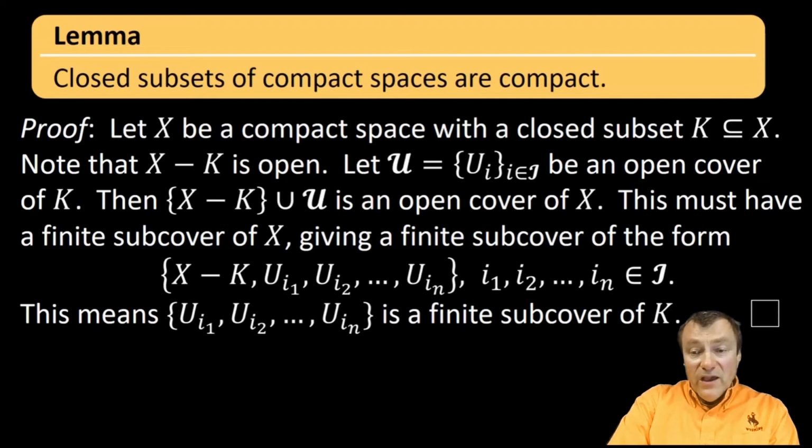If we throw away X minus K, which doesn't cover K at all, what's left must be a finite subcover of K. And that is our proof that K is compact. QED.